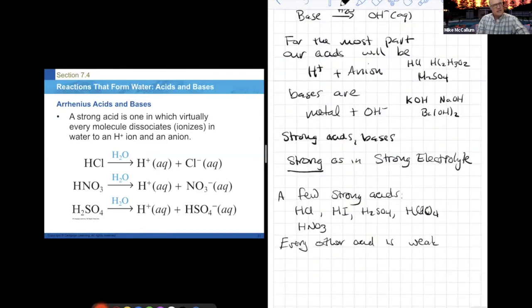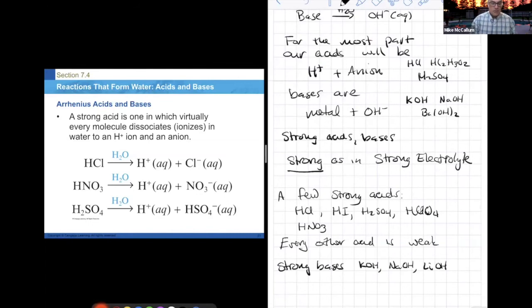Now, bases are a little bit more complicated because it's more common for the flexibility of the Arrhenius definition to fit a base than an acid. But for now, we can say strong bases are KOH, NaOH, LiOH, right? And that's good enough for now. That'll do for now.